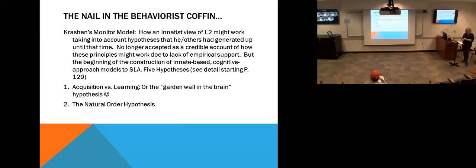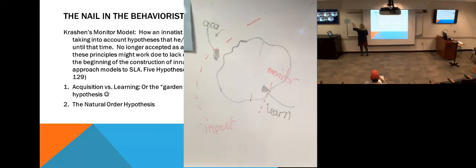So this is my garden wall in the brain. I don't know how well we can see, but essentially, and this is an oversimplification, but true, what Krashen says is that if this is your brain, if you acquire language, it goes in this side of the brain. And if you learn language, it goes in this side of the brain. And never the twain shall meet.